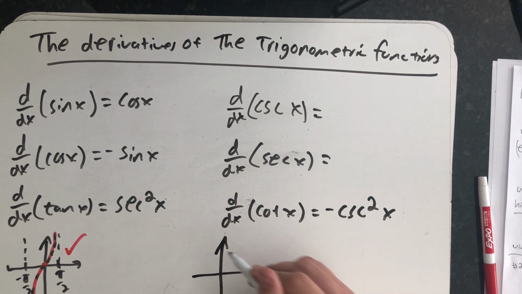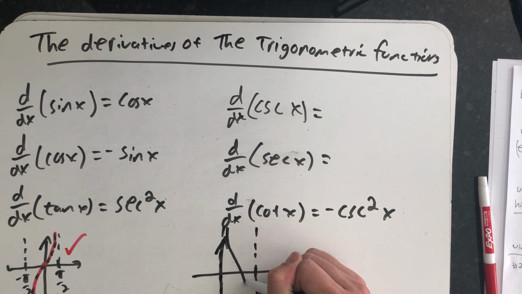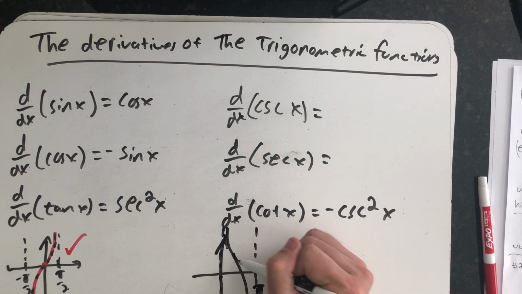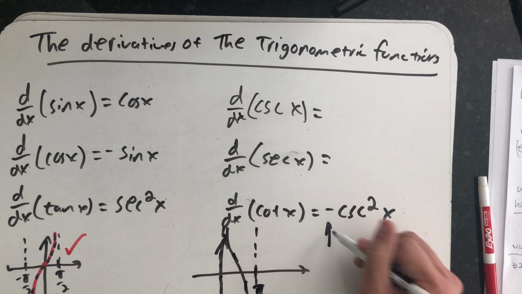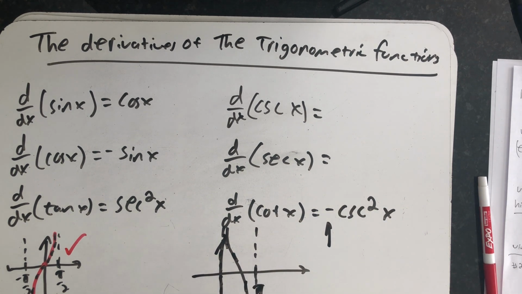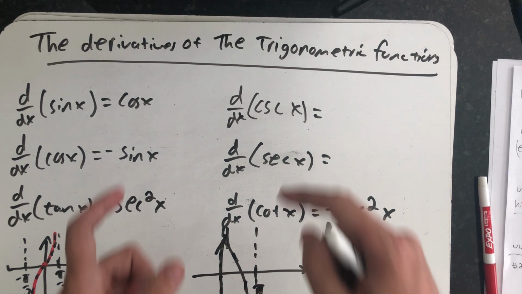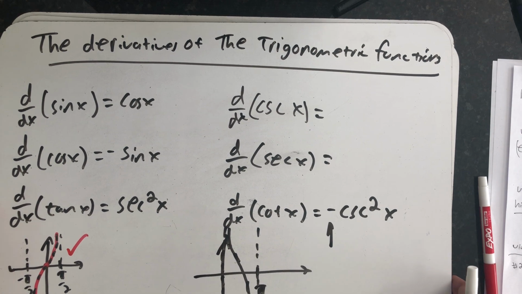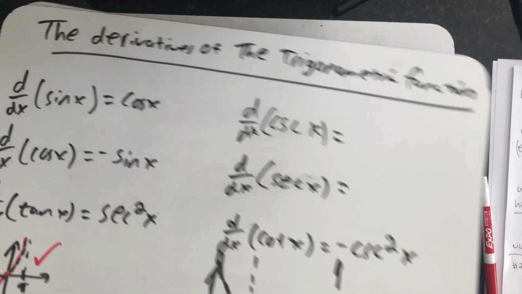So again, let's think about the picture. Cotangent has asymptotes at 0 and pi, and then goes down from left to right. So if I looked at tangent lines, they should all have a negative slope. And that's what that's telling me. Minus 1 times a quantity squared, that would be negative. All right, 2 more trig functions to go. Let's find the derivatives of cosecant and secant.